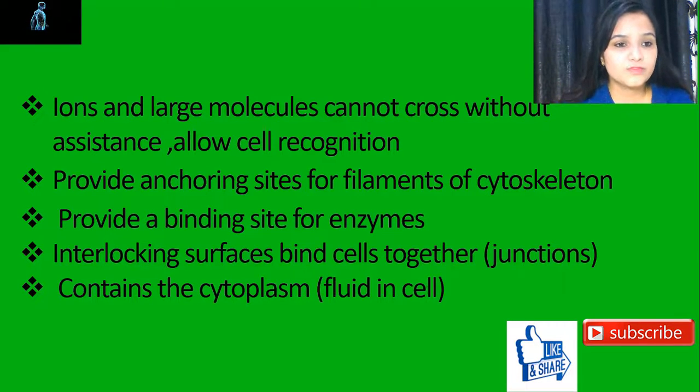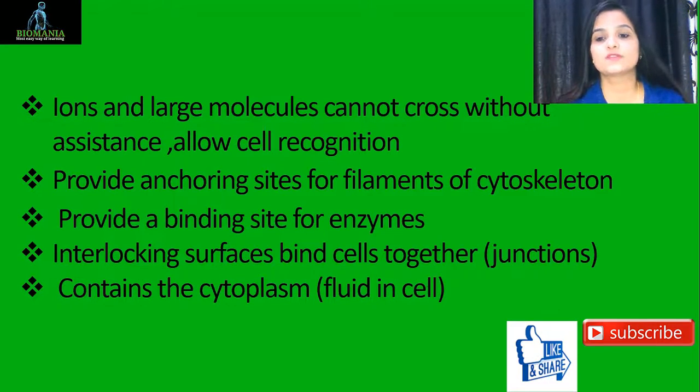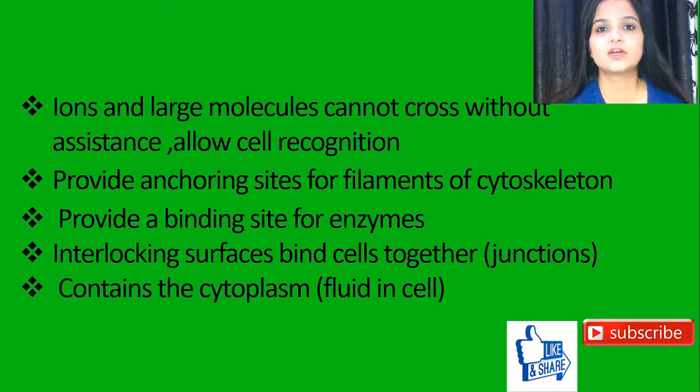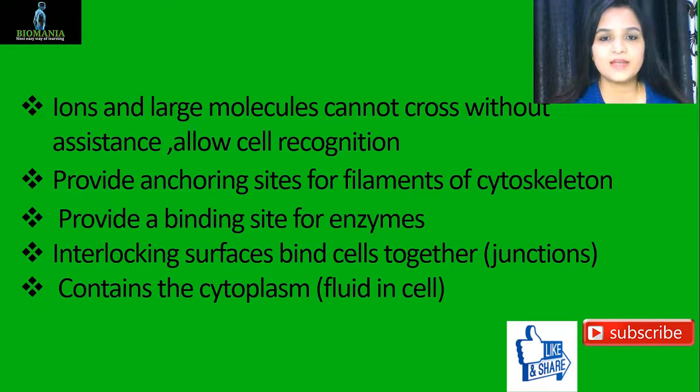One more important function is providing anchoring sites for filaments of the cytoskeleton. You have seen the cytoskeleton filaments over there. These filaments get their anchoring sites from the cell membrane. It also provides binding sites for enzymes. Different enzymes come to the cell, and the cell membrane provides different binding sites for different enzymes for their perfect activity, so that they can perform their reactions easily.